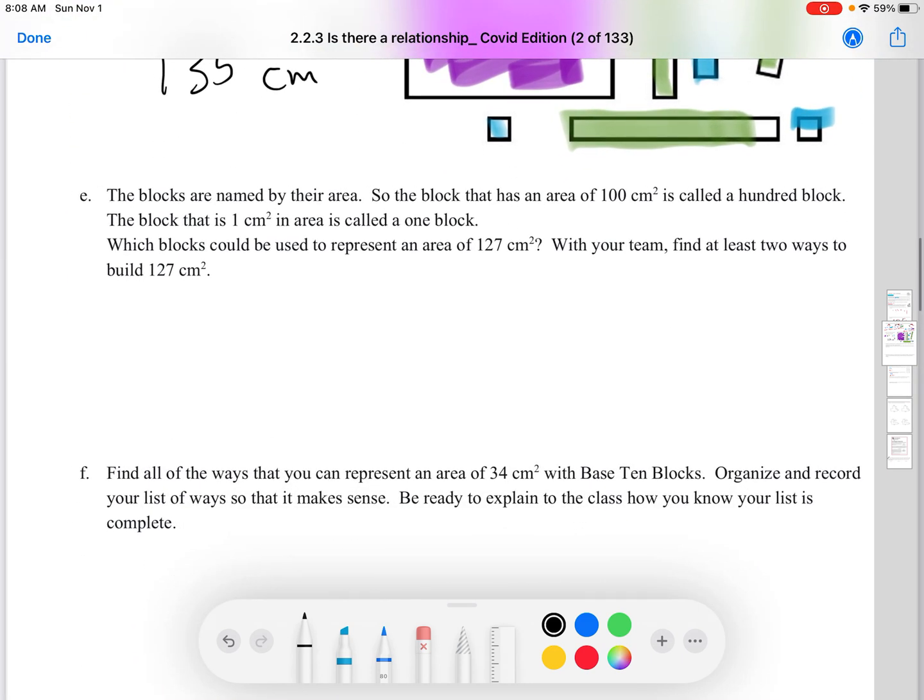All right, the blocks are named by their area, and I think I've probably been even saying that. So the block that has an area of 100 square centimeters is called a 100 block. The block that is 1 square centimeter is called the 1 block. Which blocks would be used to represent an area of 127 square centimeters? With your team, find at least 2 ways to build that 127.